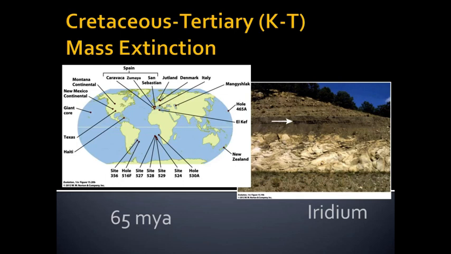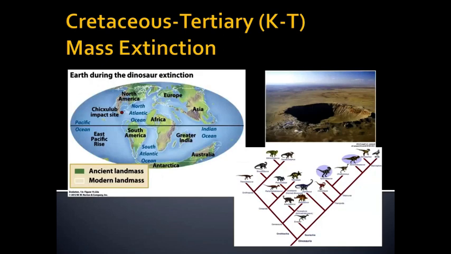And so there was this hypothesis that a massive meteorite hit the Earth 65 million years ago. It was significant enough and changed the ecosystem enough that it caused mass extinctions on a global scale. And so people began to look for this crater.